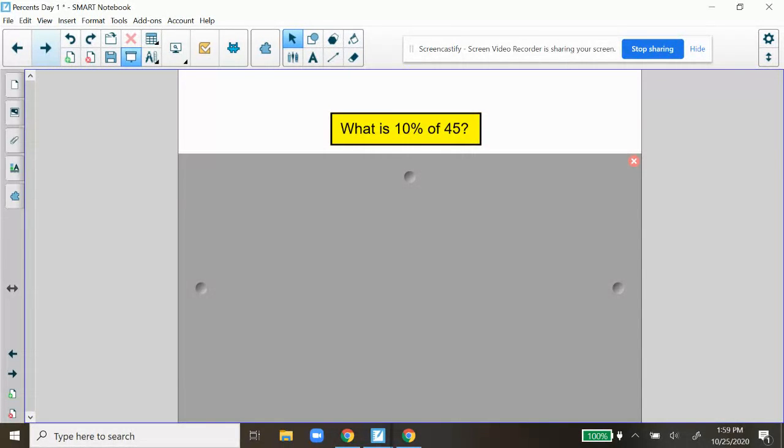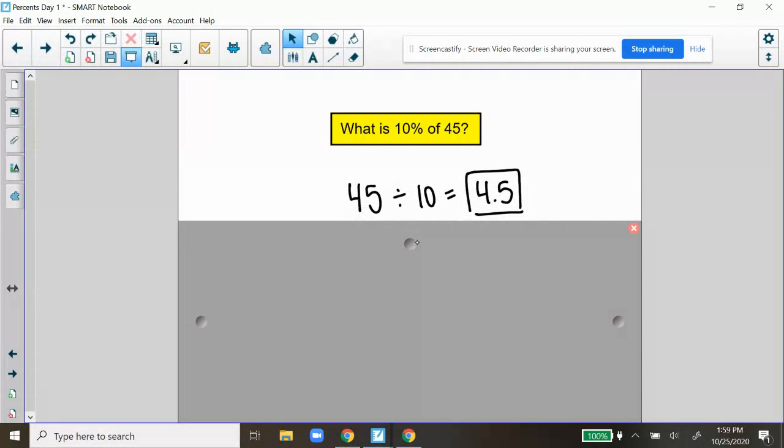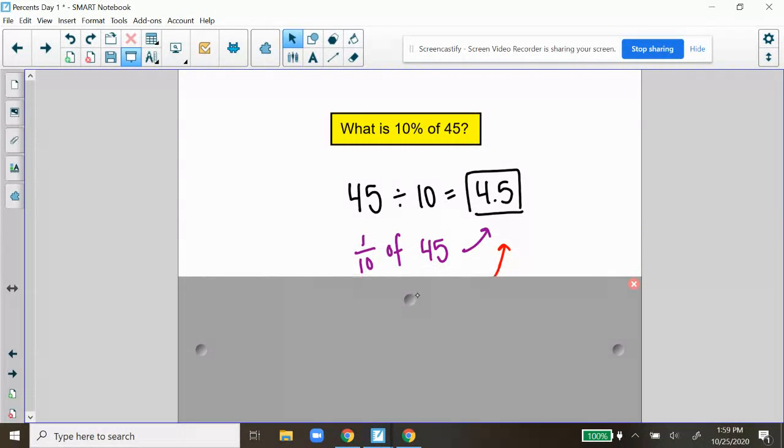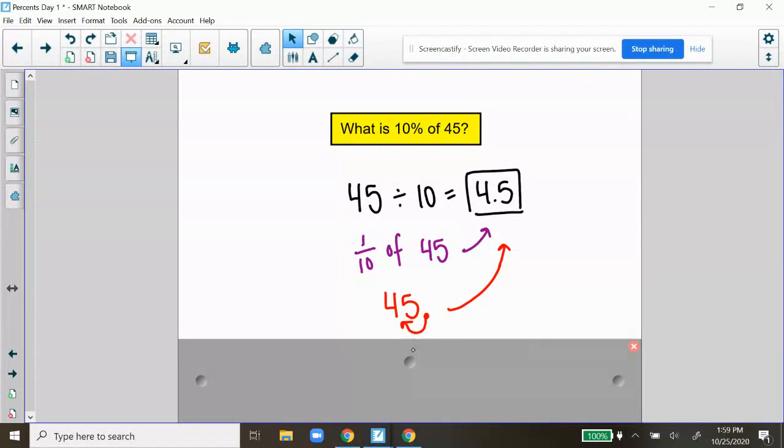So if we wanted to find 10% of 45, there's a couple ways you could do that. First, you could think about, well, I just want to divide it by 10, which is going to get me to 4.5. Another way to think about it is you could think, what's 1/10 of 45? That also gets you to 4.5. And remember, the same is true of me moving my decimal one place over to the left. All three ways are going to get me to 4.5.